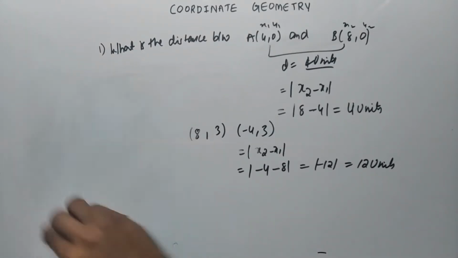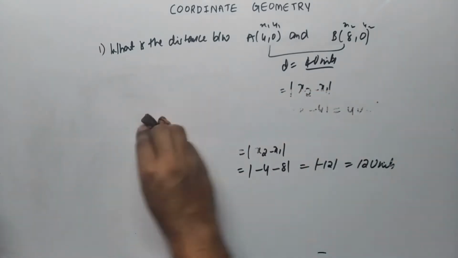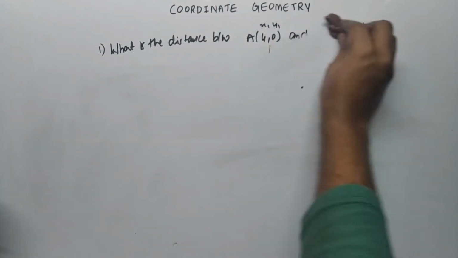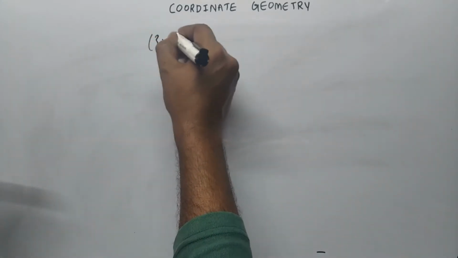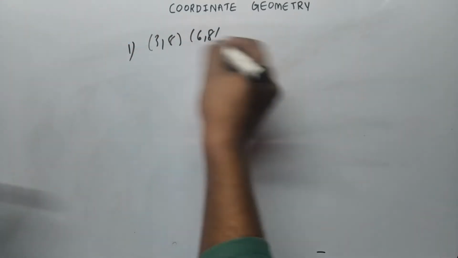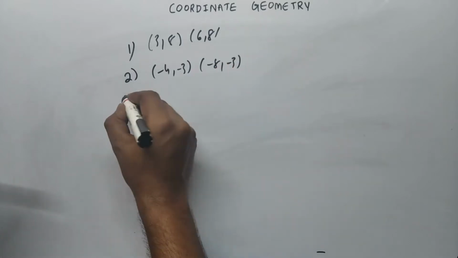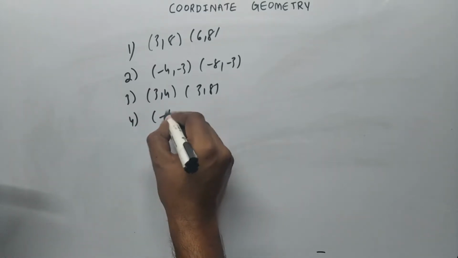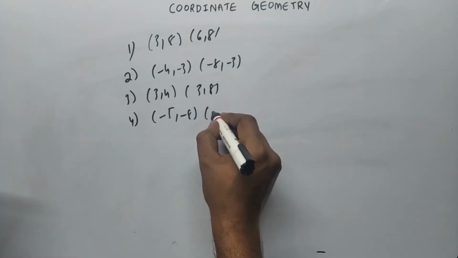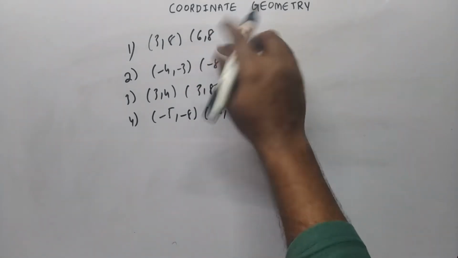Then they have given some questions in this format. I'm just checking those questions. Some questions are given as 3 comma 8, 6 comma 8. This is the first question, you have to find the distance. Second one is minus 4 comma minus 3, minus 8 comma minus 3. Third one is 3 comma 4, 3 comma 8. Fourth question is minus 5 comma minus 8, next minus 5 comma minus 12. I'm just taking 4 questions which are given in a textbook. As it says, you need to do this.